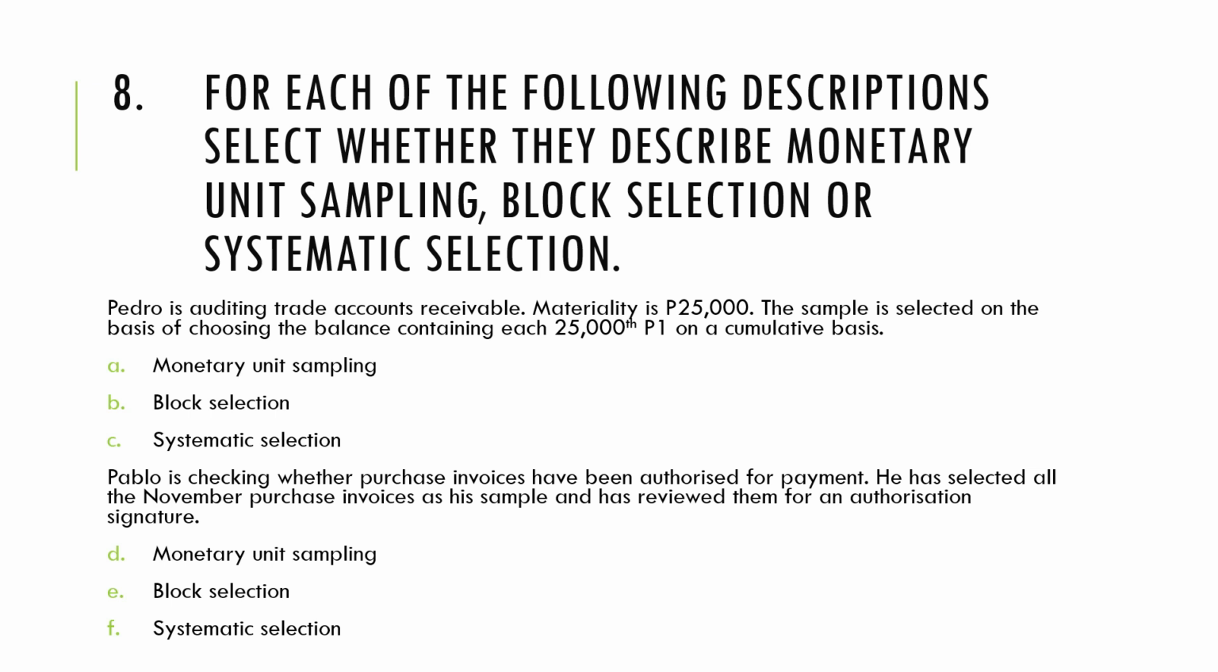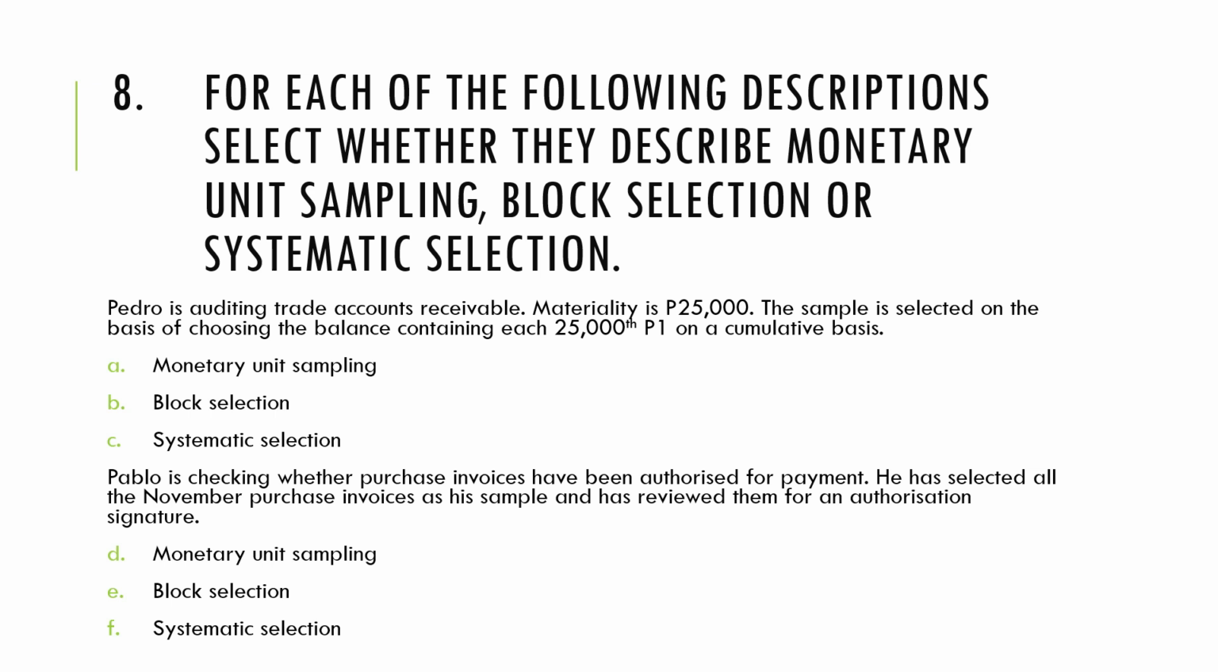Number 8, for each of the following descriptions, select whether they describe monetary unit sampling, block selection, or systematic selection. So before we look at the illustrations, let's first do a quick review of what is monetary unit sampling. Monetary unit sampling uses the attribute theory, and it mainly uses the peso amount as the sampling unit.